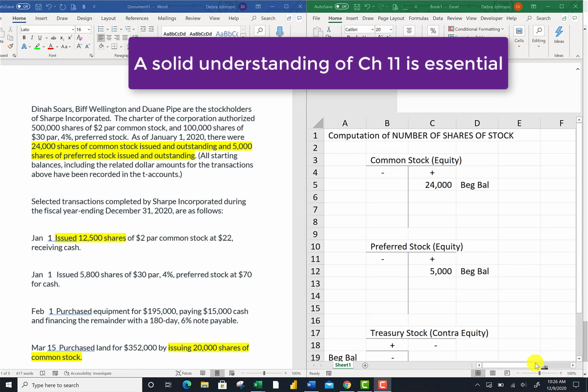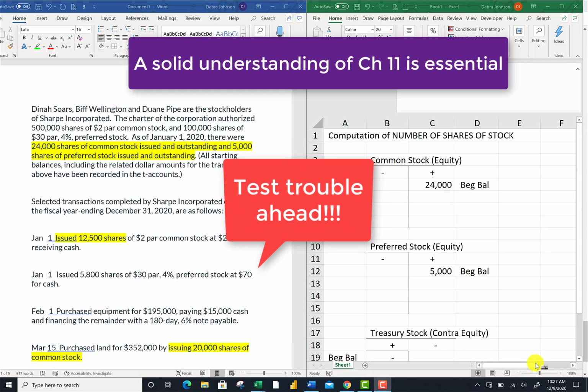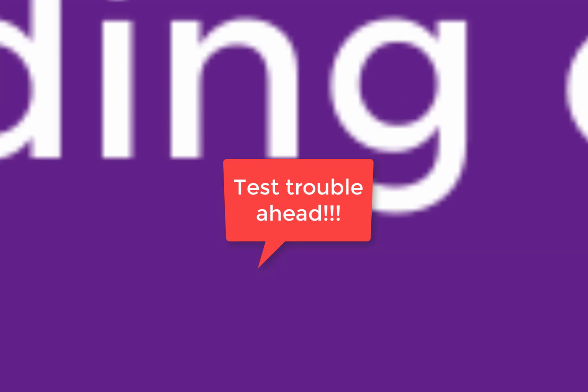The last chapter, or actually the second to the last chapter on equity transactions, is one that often is challenging and requires extra studying time. If you see yourself struggling with the transactions on this wrap-up project, let that be a warning to you that you have some studying to do before your last exam.